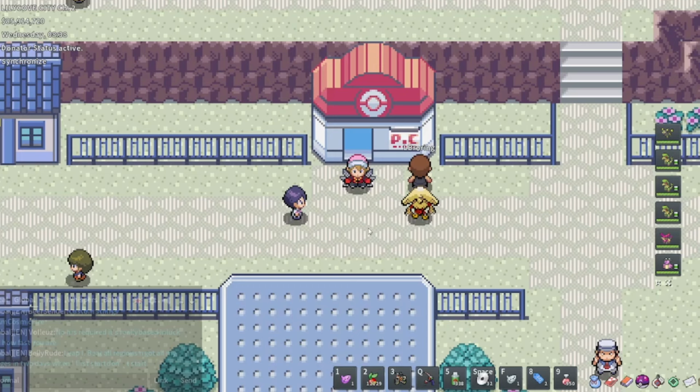Welcome back, guys. Today I'm possibly going to do something very, very dumb. The thing I'm going to do is use Quick Balls to catch Pokemon. Now, Quick Balls are very, very expensive, but I think that if you catch the right Pokemon with them, it can actually be profitable. So what am I talking about?